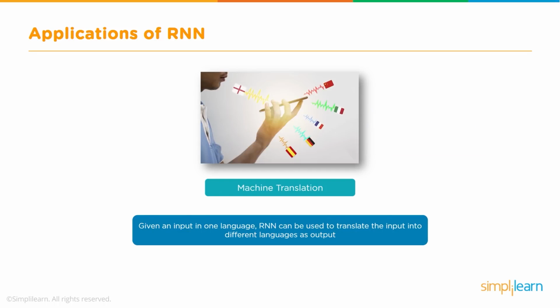Machine translation. Given an input in one language, RNN can be used to translate the input into a different language as output. I myself am very linguistically challenged. But if you study languages and you're good with languages, you know right away that if you're speaking English, you would say big cat. And if you're speaking Spanish, you would say cat big. So getting the right order is really important; there are all kinds of parts of speech that are important to know by the order of the words.